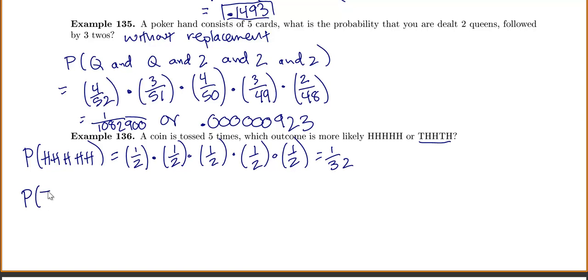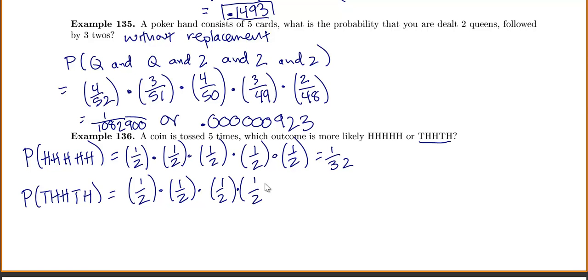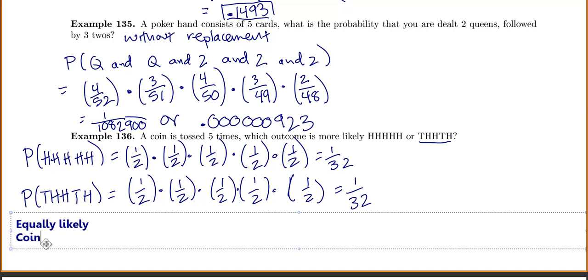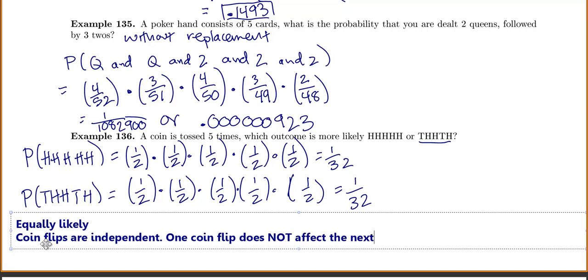Now let's find our next probability. So tail, head, head, tail, head. Again, we're going to multiply. So probability of tails is 1/2, heads is 1/2, heads is 1/2, tails is 1/2, and heads is 1/2. So we get 1 out of 32. And so they are equally likely. And again, the reason why is that coin flips are independent. So one coin flip does not affect the next coin flip. So no matter how many heads you've gotten in a row, the probability of the next head is always going to be 1/2.